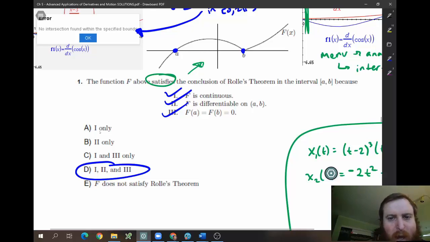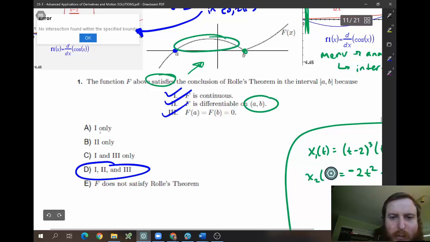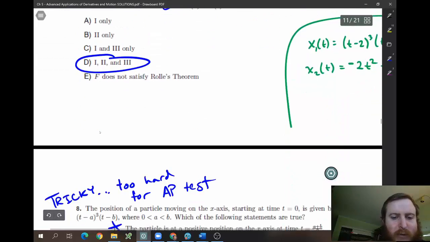It is differentiable. I know it does make a corner here at B, but remember it's differentiable inside of A to B. The parentheses means that this middle part is differentiable, which it is. The endpoints don't have to be differentiable. And then the endpoints are equal, so it does satisfy Rolle's theorem.